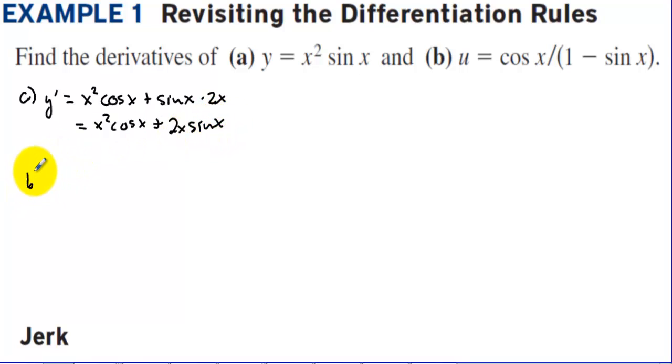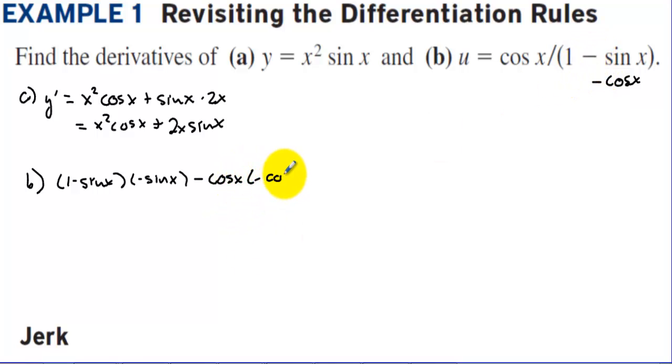And then letter B, we have the quotient rule. So we have bottom times the derivative of the top, that's going to be times negative sine of x. And then bottom times derivative of top minus top times the derivative of the bottom, and the derivative of sine is cosine, but we got this negative right here, so that's going to be times negative cosine of x. And that's all over the bottom squared, so we have 1 minus sine of x squared.